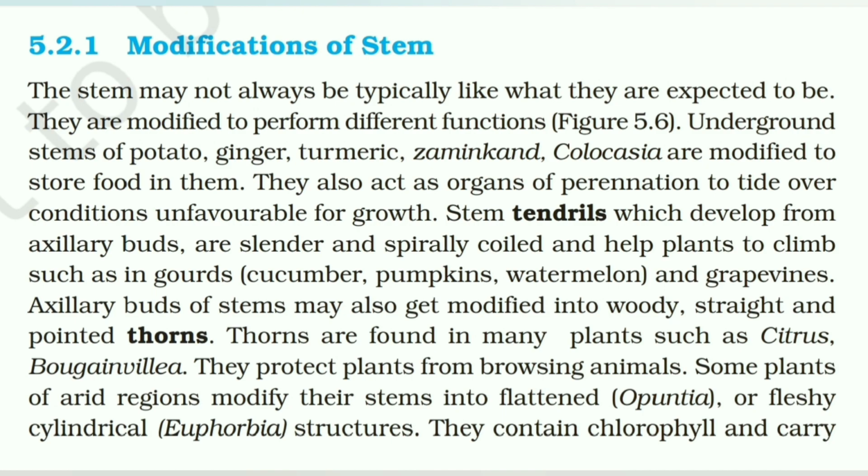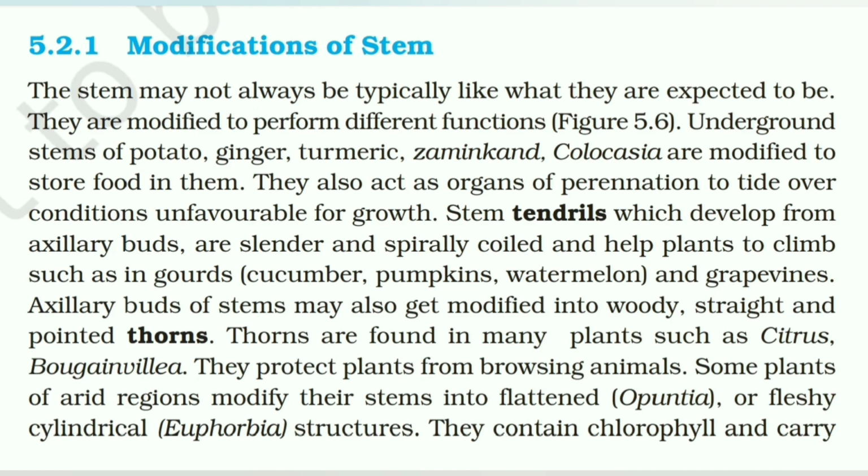Underground stems of potato, ginger, turmeric, zaminkand, colocasia are modified to store food in them. They also act as organs of perennation to tide over conditions unfavorable for growth. Stem tendrils, which develop from axillary buds, are slender and spirally coiled and help plants to climb, such as in gourds, cucumber, pumpkins, watermelon, and grapevines.